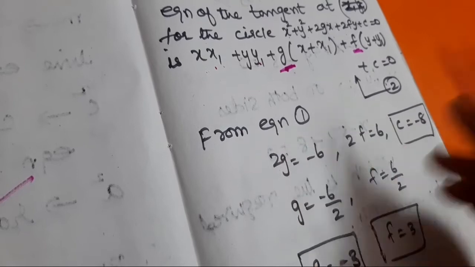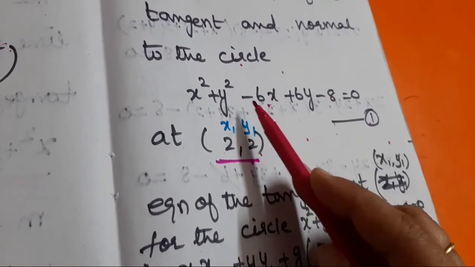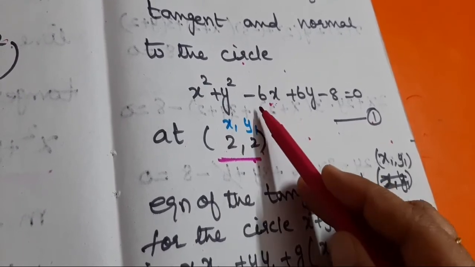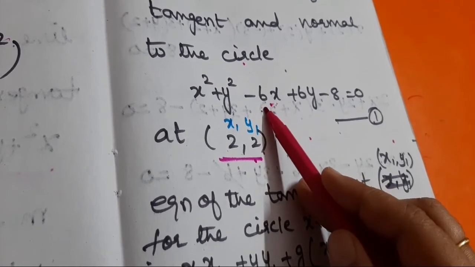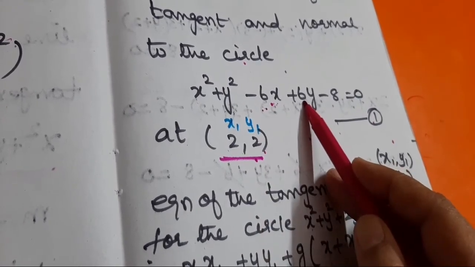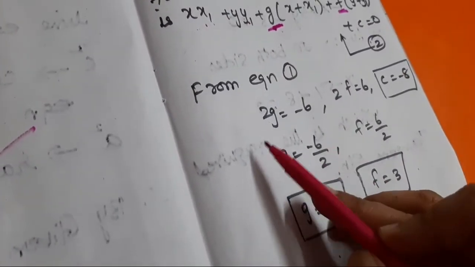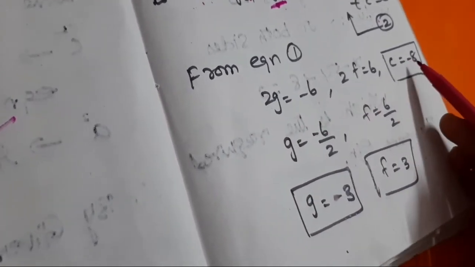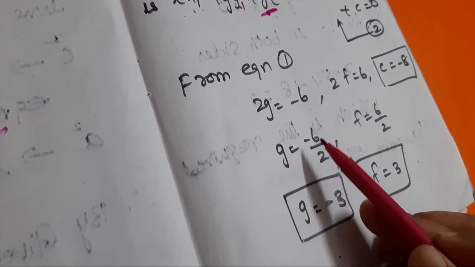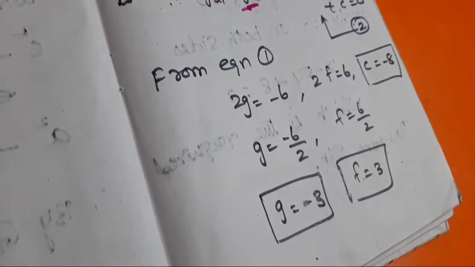So from equation 1, which is the given equation of the circle, what is the coefficient of x you have? Minus 6. So 2g will be minus 6, 2f will be plus 6, and c will be minus 8. Now 2g is equal to minus 6, 2f is equal to plus 6, c is equal to minus 8. So g is minus 3, f is 3, and c is minus 8.